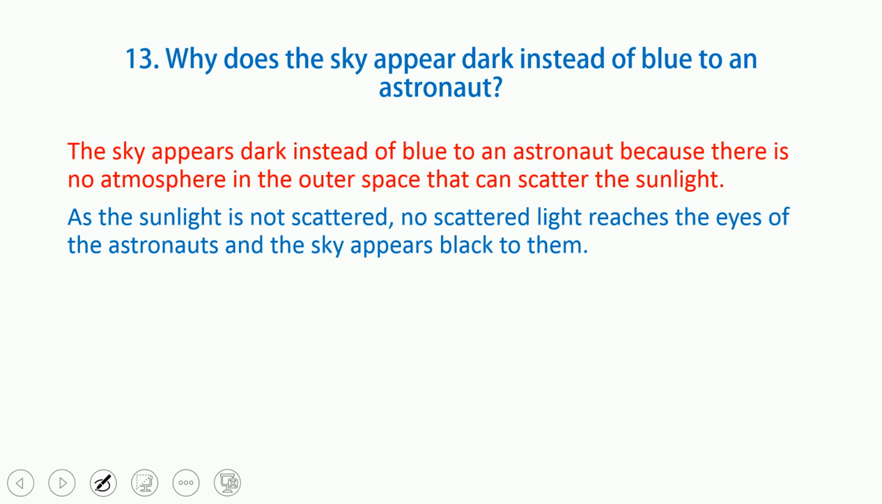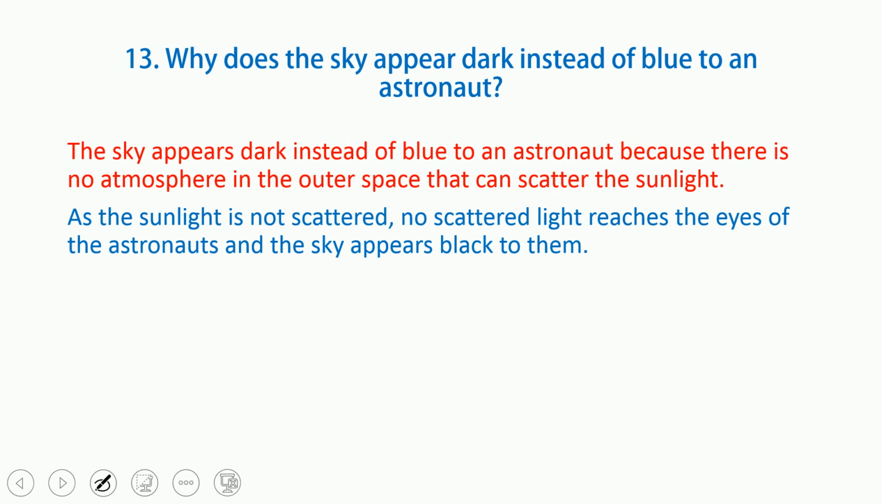Here the question is, why does the sky appear dark instead of blue to the astronaut? Now who is an astronaut? One who has traveled to space is called an astronaut. Understand? The question can be twisted like this also: why does the sky appear dark instead of blue in space? Like that also you can say.